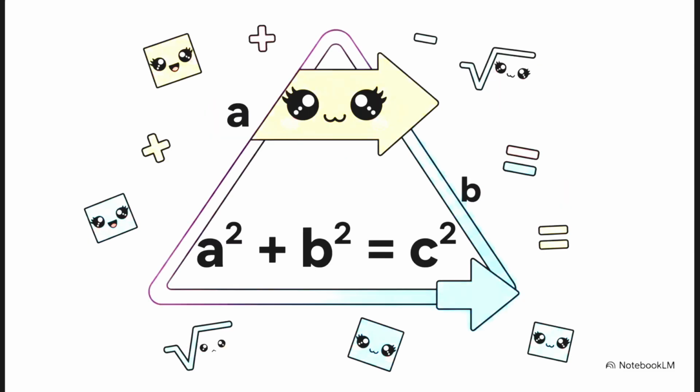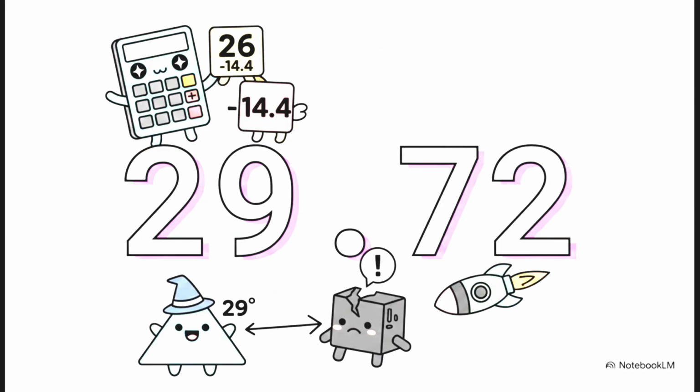To get the total overall velocity, we need to combine these two pieces together. Imagine forming another right triangle. The constant forward velocity of 26 is one side, and the downward falling velocity of negative 14.4 is the other. To find the total velocity, we just need the hypotenuse. So we call on our old friend the Pythagorean theorem. A squared plus b squared equals c squared. We square 26, we square negative 14.4, add them up, and take the square root. The result? The projectile is moving at a total speed of nearly 30, actually exactly 29.72 meters per second.